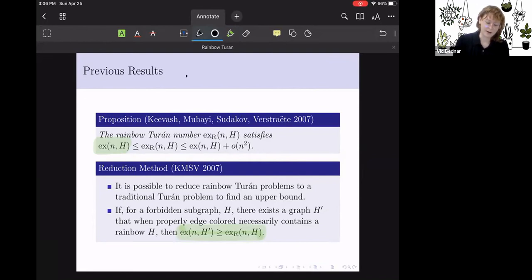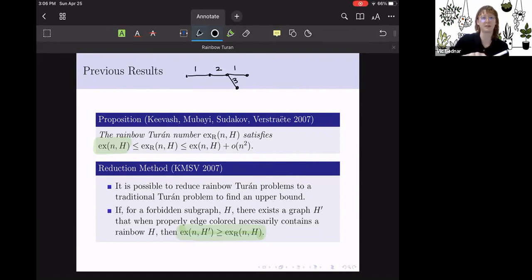For this, we take our graph that we're trying to avoid. Consider we want to avoid a rainbow P3. Well, we can color a regular P3 like this, properly edge color it. However, just by adding one extra edge, this new edge has to have a new color. And so there's a rainbow P3 embedded in this larger structure.